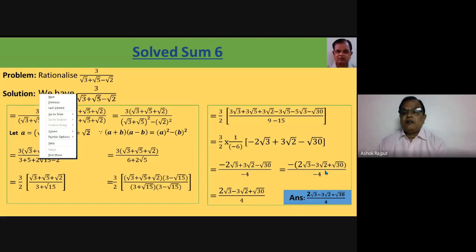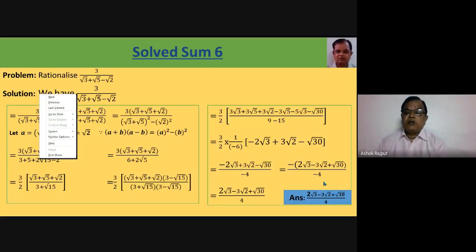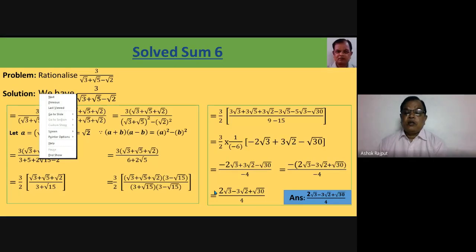Here we are saying in the denominator there is not any square root sign, so it is rationalized, but we can simplify also, because here we have minus and here is minus, then minus minus is plus. So we have changed the sign and written here 2 root 3 minus 3 root 2 plus under root 30 by 4. It is the rationalized form and it is the answer also.